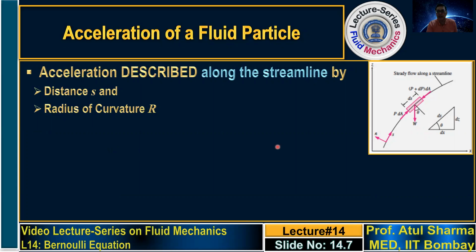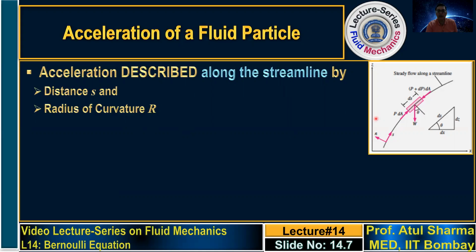So here in this figure, there is a streamline which is shown, and we take this streamline. Since Bernoulli's equation is applicable along a streamline, to derive it, we take a streamline whose direction is given by a coordinate which is called the s coordinate, and the normal direction is given by the r coordinate. So along this s coordinate, which is a tangential coordinate, acceleration is described along any streamline by the distance s, which is tangential to a streamline, and the radius of curvature of this streamline.